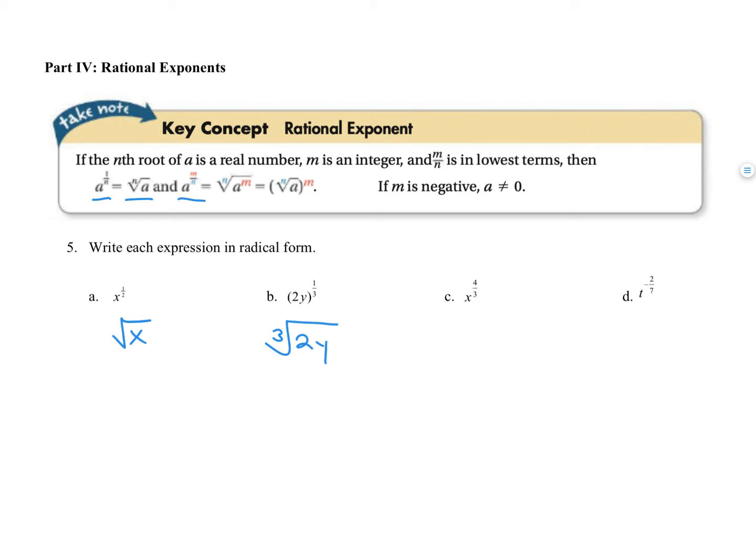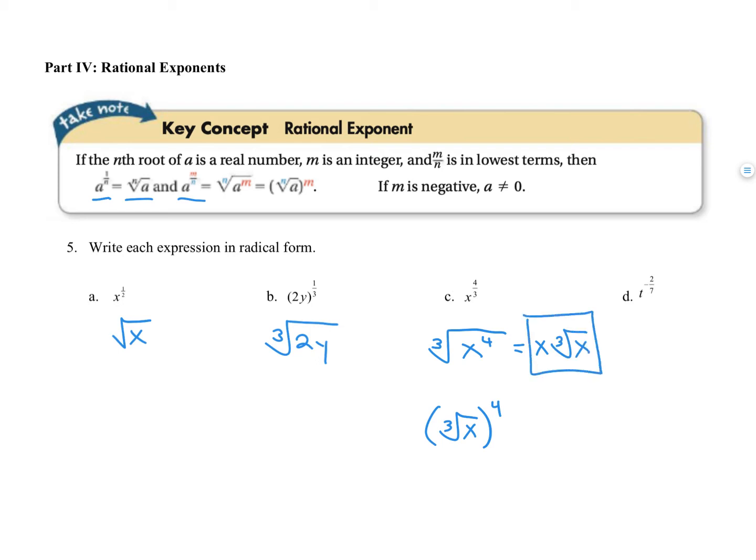x to the 4/3, the numerator of the fraction is the exponent and the denominator is the index of the radical, so it's going to be a cube root of x to the 4th. And we could also write that as the cube root of x raised to the 4th power. That exponent could be inside the radical or out. We could also simplify that, since x to the 4th is 4 x's multiplied together. That would be the same as x cube root of x.